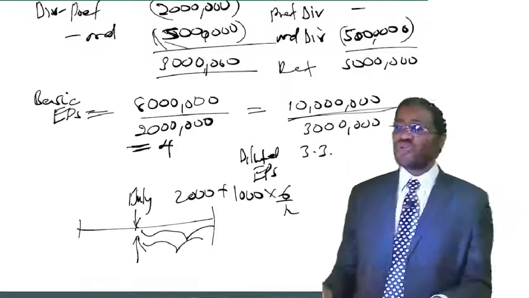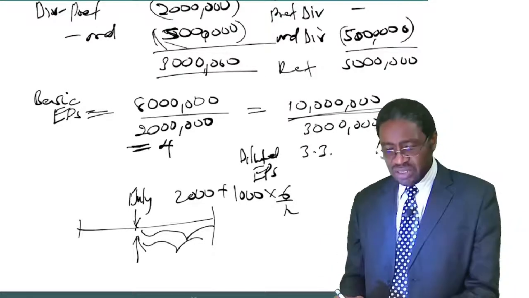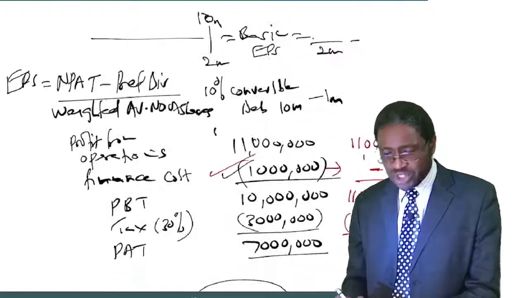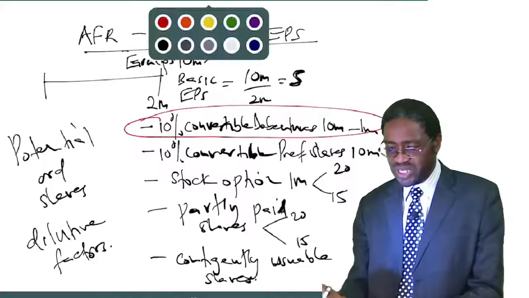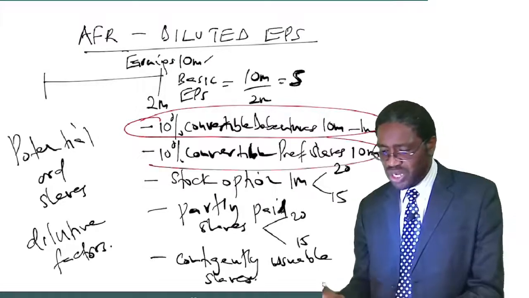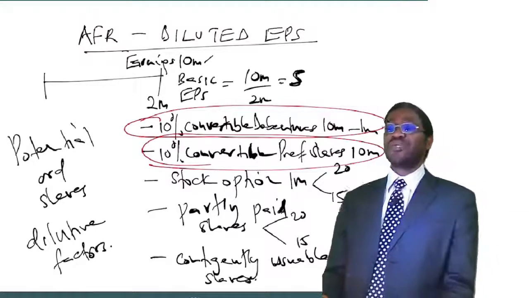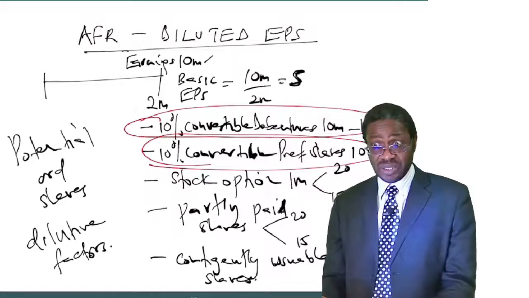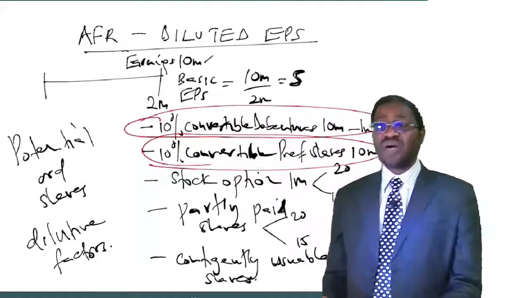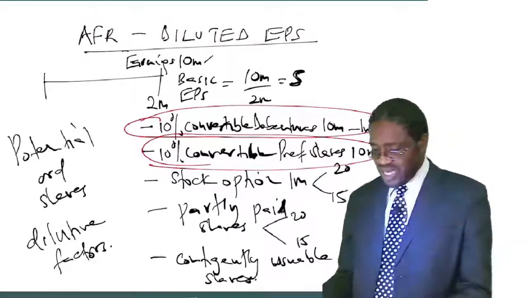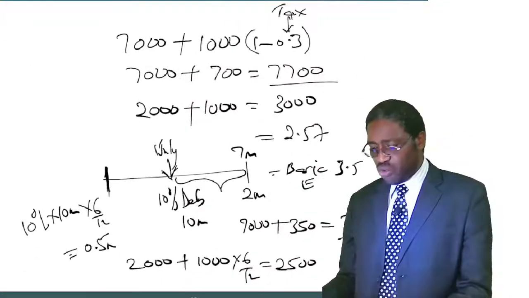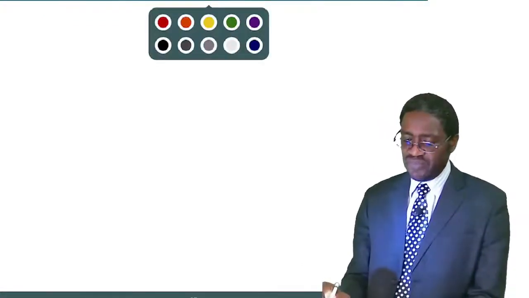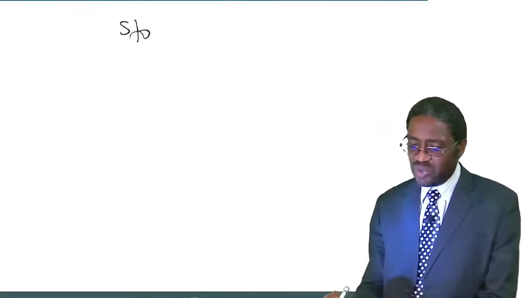Good. So we are now through with the second item called potential ordinary share, the 10% convertible debentures. I want to go to the third one now and deal with the third item and how to use it to compute what we are calling the diluted earnings per share. And our third item is what we are calling stock option.